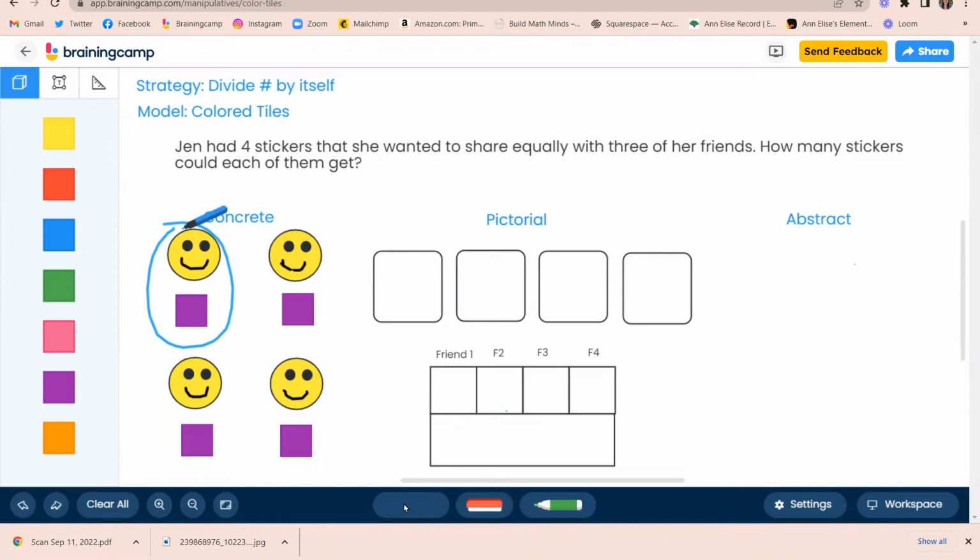Now, pictorially, what I can be doing is thinking about those 4 stickers, and maybe I put an X for 1 for each person. So each person gets 1 sticker. And the question is, what was the fair share? Each one gets 1. I had my total of 4 stickers, and then each person was only able to get 1.